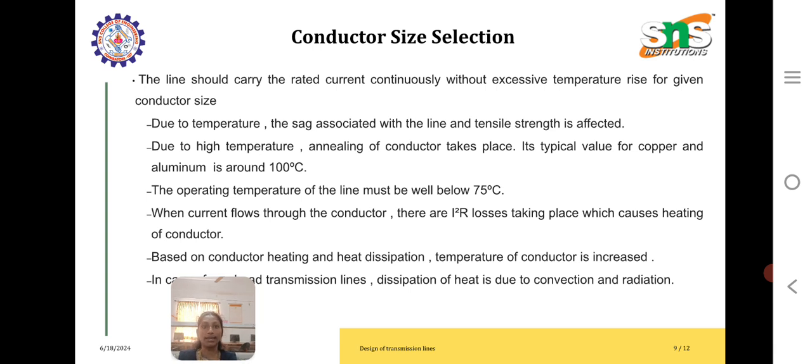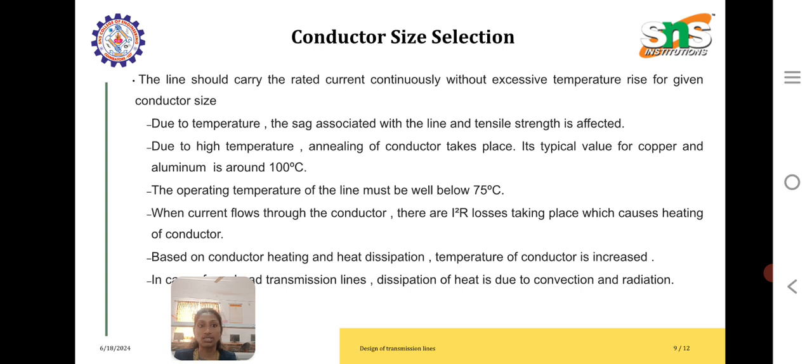The line should carry the rated current continuously without excessive temperature rise for a given conductor size. So due to temperature, the sag associated with the line and tensile strength are affected. The sag is, the line will not be straight, it will be a U-shaped structure. That is what we call sag. And due to high temperatures, annealing of the conductor takes place, and the typical value for copper and aluminum is around 100 degrees Celsius. Then the operating temperature of the line must be well below 75 degrees.